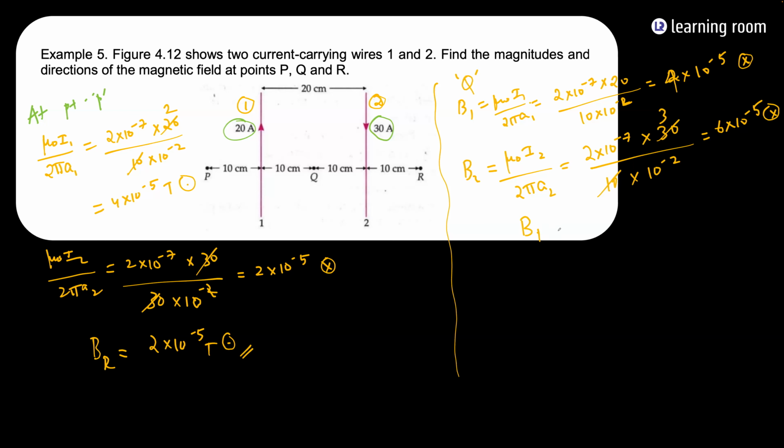So what is going to be the resultant magnetic field? It will be 10 into 10 power minus 5, or 10 power minus 4 Tesla.